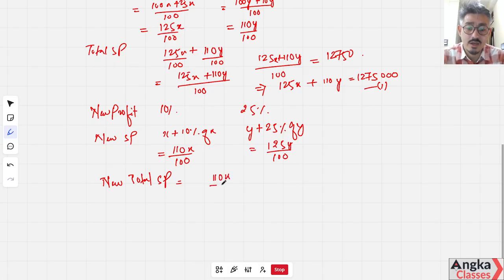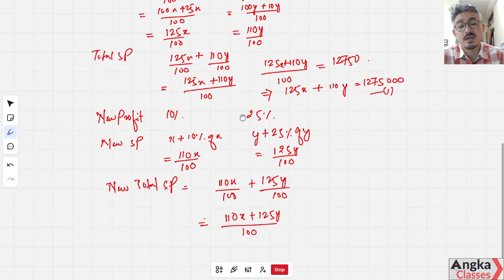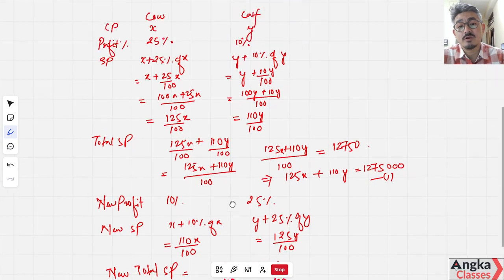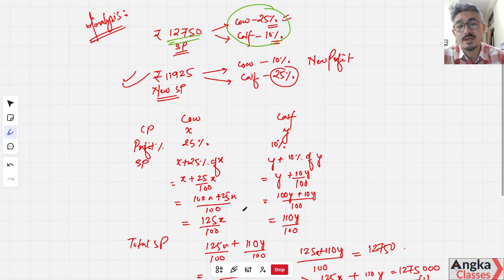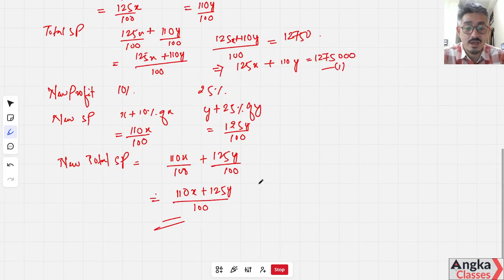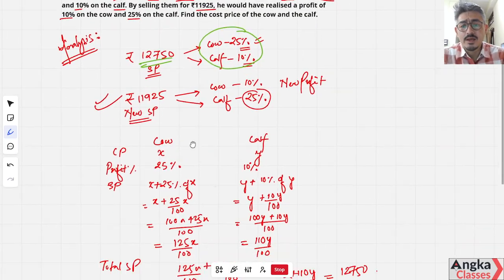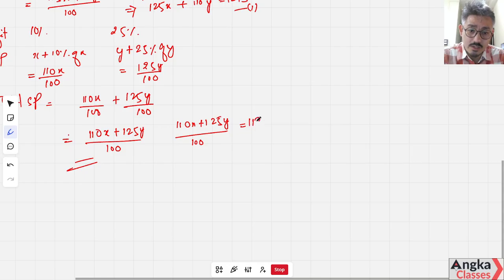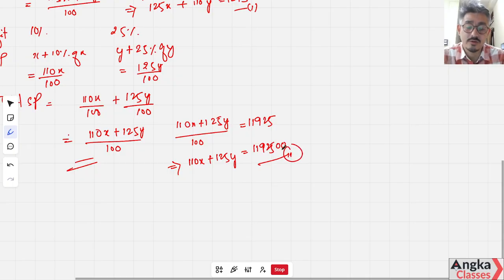So the new total selling price is 110x by 100 plus 125y by 100, that is 110x plus 125y upon 100. The total selling price of the second transaction is given as 11925. So 110x plus 125y upon 100 is equal to 11925, which gives 110x plus 125y is equal to 1192500. We'll call this equation 2.